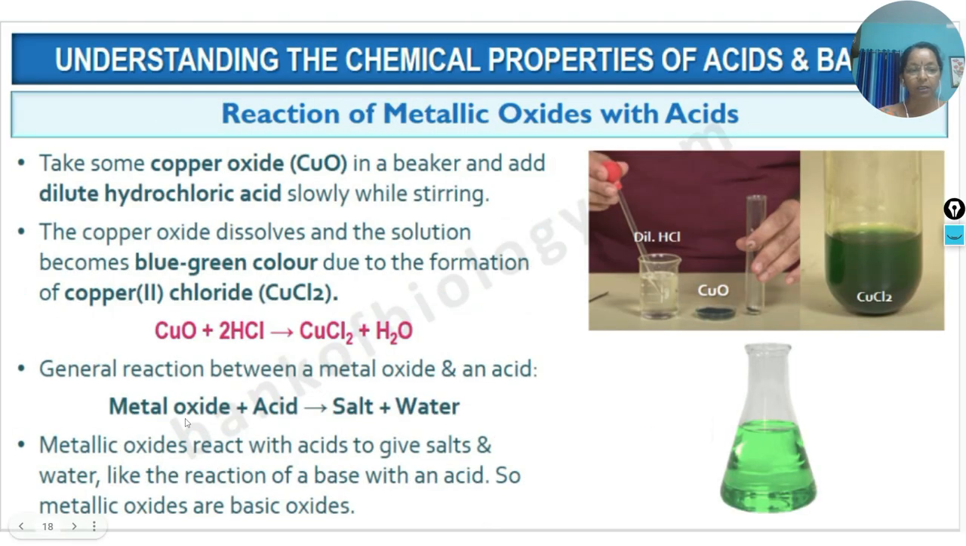When metallic oxide plus acid react, that also gives salt and water. So what is replaced? The base is replaced by the metallic oxide. It was a base previously, now it is a metallic oxide. That means metallic oxides are also called basic oxides, because they behave very much like a base. So metallic oxides are called basic oxides, right?